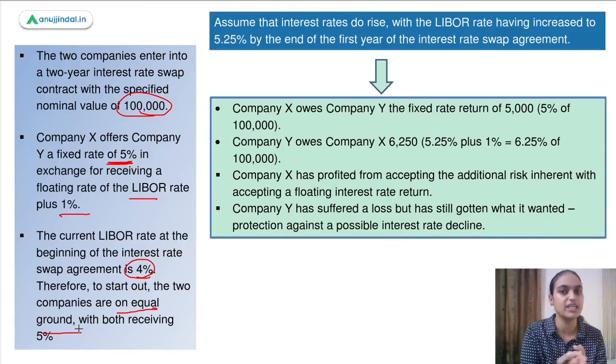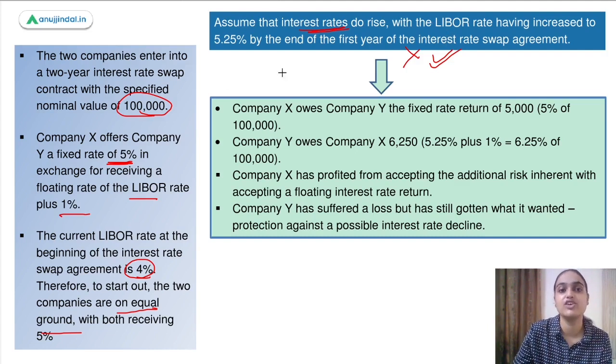In future, either the LIBOR can increase or it decreases. So let us take a case where interest rates do rise. Matlab X ne jo expect kiya tha, wo sahi raha. X's expectation came out to be true and the interest rates actually rise. So when they rose, the LIBOR increased to 5.25%. Okay, suppose LIBOR was earlier 4%, now it increased to 5.25% by the end of first year of the interest rate swap agreement. So, agar LIBOR 4% se badh ke itna ho jayega, then let's see how company X and company Y's profits or losses will be affected.